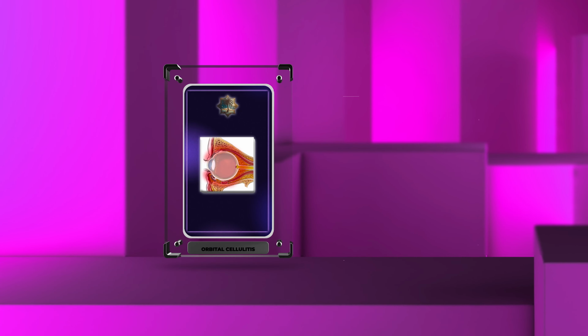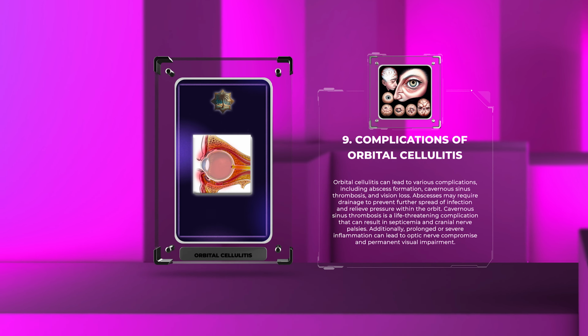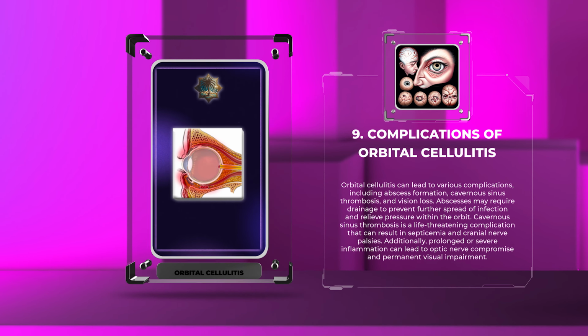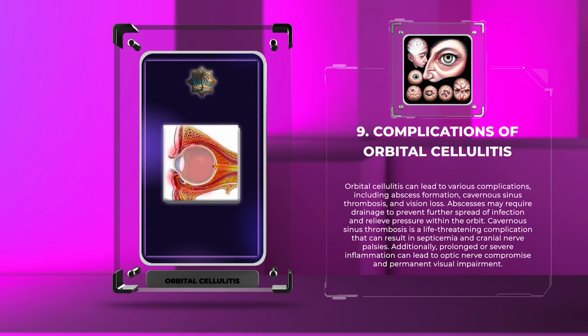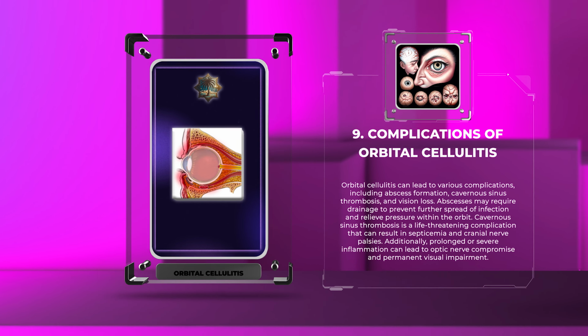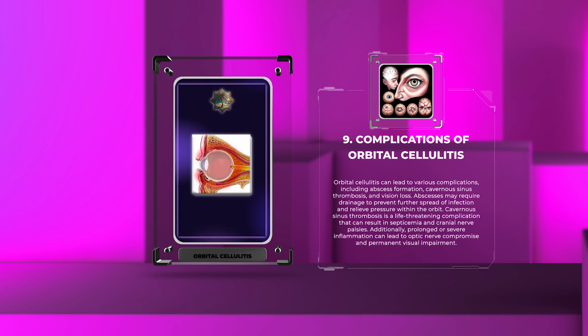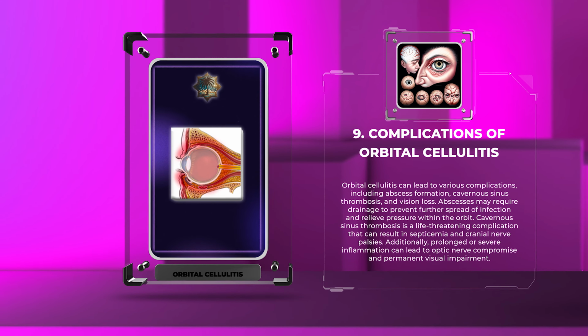Orbital cellulitis can lead to various complications, including abscess formation, cavernous sinus thrombosis, and vision loss. Abscesses may require drainage to prevent further spread of infection and relieve pressure within the orbit. Cavernous sinus thrombosis is a life-threatening complication that can result in septicemia and cranial nerve palsies. Additionally, prolonged or severe inflammation can lead to optic nerve compromise and permanent visual impairment.